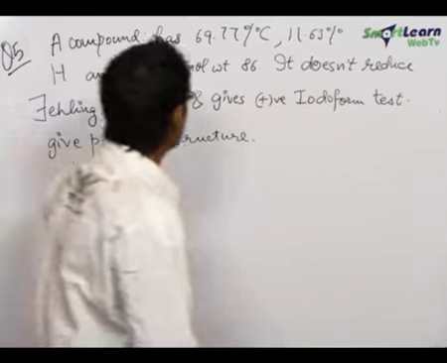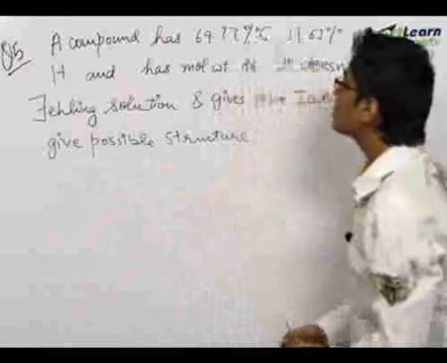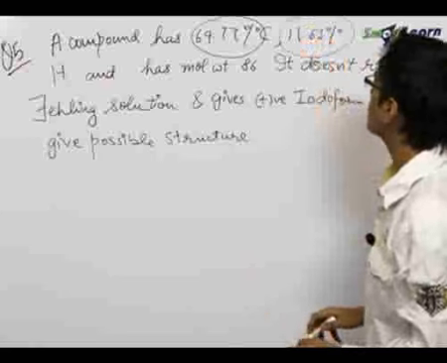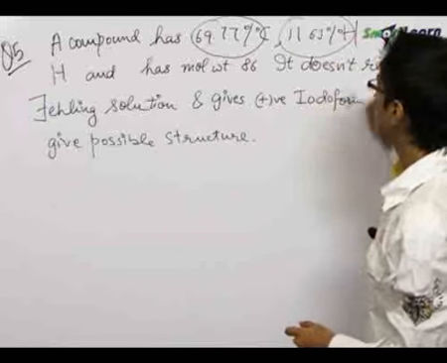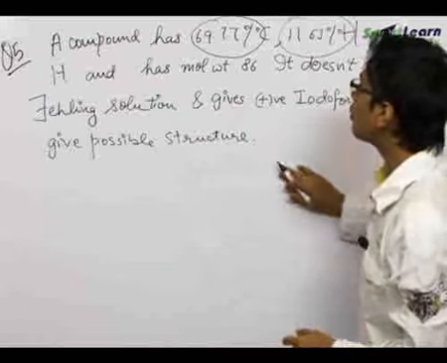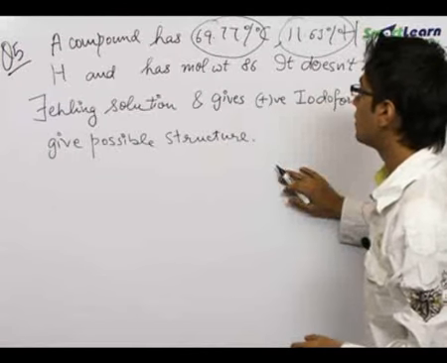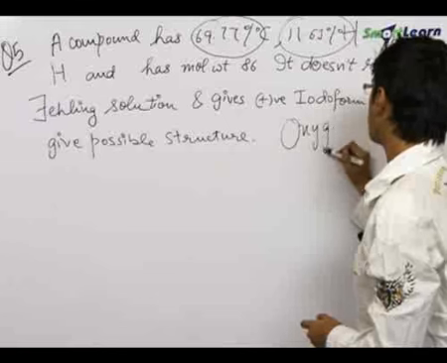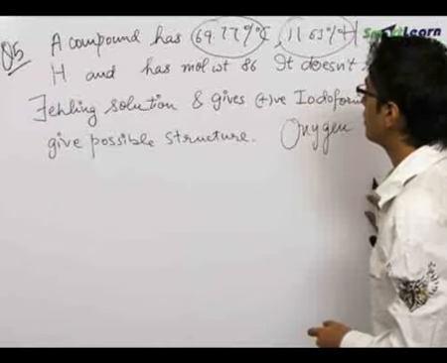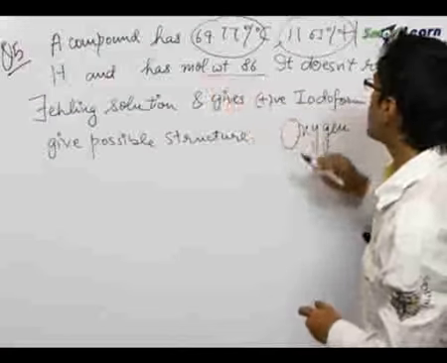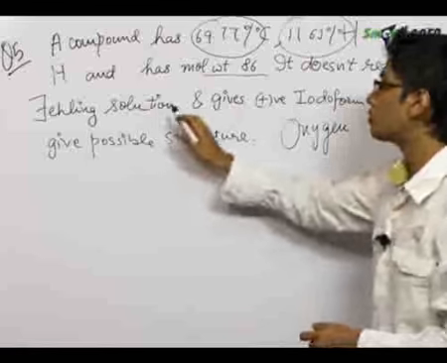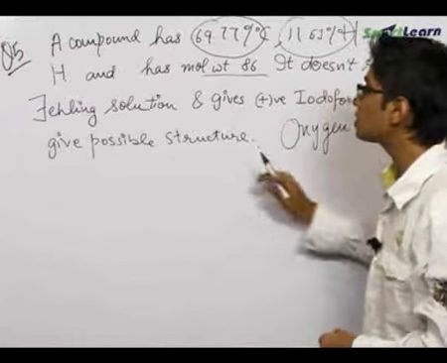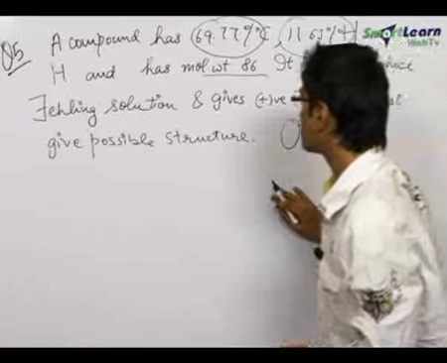In our next problem, we are given an unknown compound which has 69.77% of carbon, 11.63% of hydrogen, and a molecular weight of 86. The rest of the percentage is covered by oxygen. The molecular weight is 86. It doesn't reduce Fehling solution and it gives a positive iodoform test. We need to find the possible structure of this organic compound.